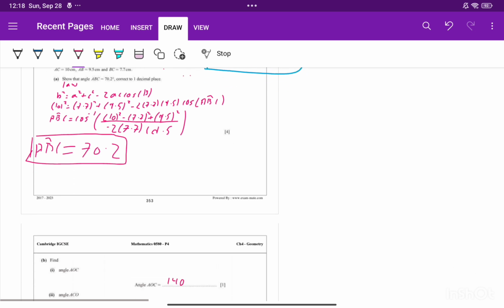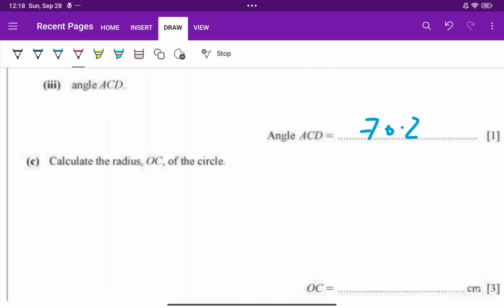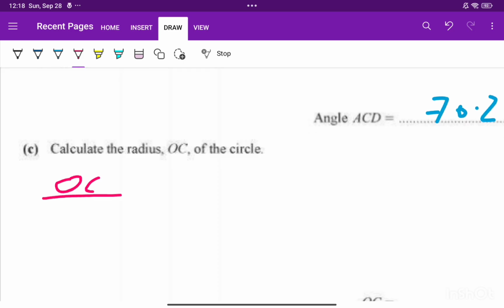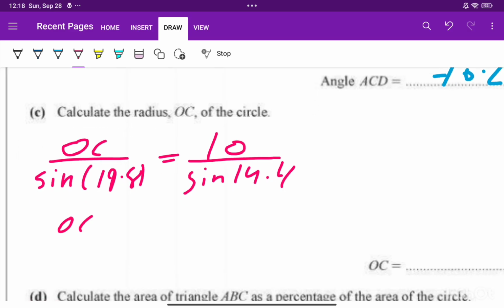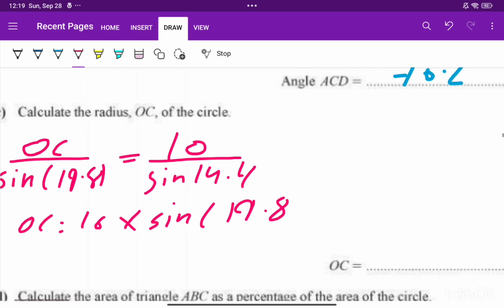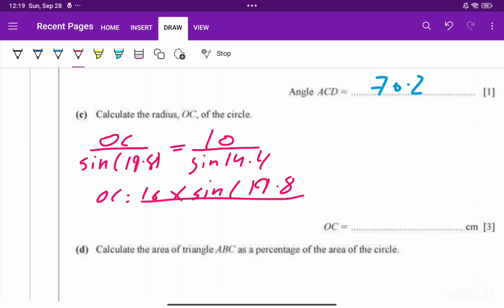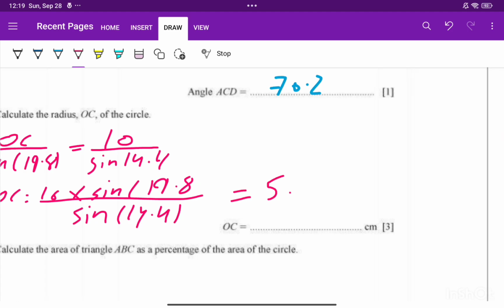So we can use the law of sine. So by the law of sine, OC over sine 19.8 equals 10 over sine 140.4. So OC will be equal to 10 multiplied by sine 19.8 divided by sine 140.4. We will do this in the calculator. The answer will be 5.31.